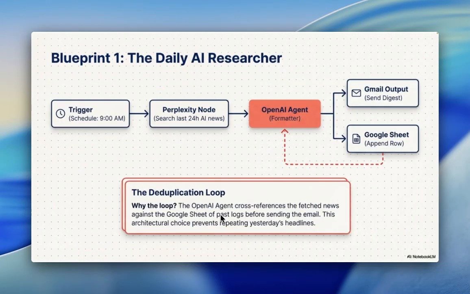Blueprint, the daily AI researcher. Trigger: schedule, 9 a.m. Perplexity node searches the last 24-hour AI news, OpenAI agent formatter, Gmail output, Google Sheets. The deduplication loop, why the loop? The OpenAI agent cross-references the fetched news against the Google Sheet of past logs before sending the email. This architecture choice prevents repeating yesterday's headlines.